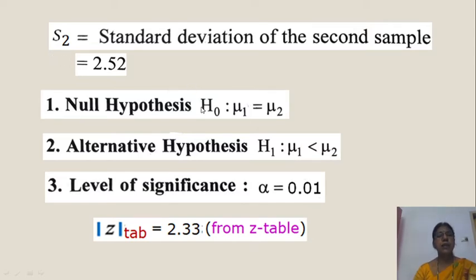Now first we write the steps. First step, null hypothesis H0: mu1 is equal to mu2. Then alternate hypothesis H1: mu1 not equal to mu2, or less than mu2. Level of significance: in the data we are given alpha equal to 0.01. For alpha 0.01, the Z tabulated value from tables is 2.33, indicated by mod Z tabulated equal to 2.33.